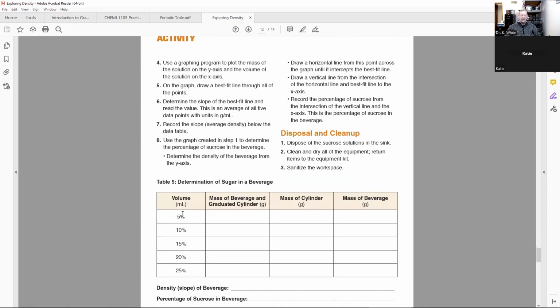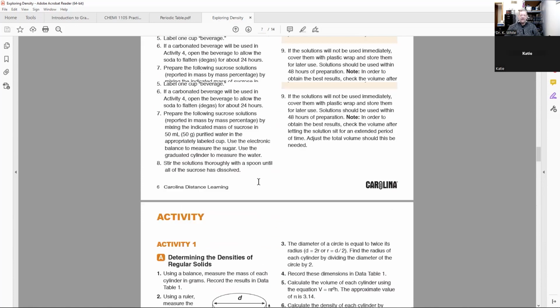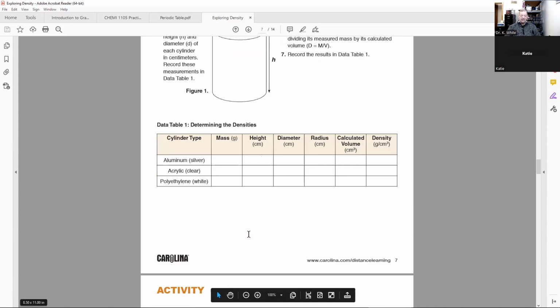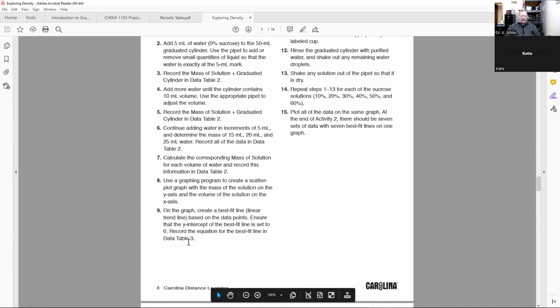And what you'll do is measure the mass of the cylinder, and you'll do the same sort of thing. Let's go way back here. For a 10%, you'll put in 5.5 grams now of the pop plus 50 grams of water, and so on. I have to check that to make sure I'm doing that right.